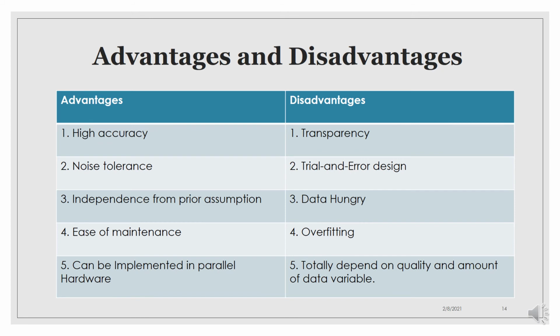Then the advantages and disadvantages. The disadvantages are very few, because it has high accuracy, noise tolerance, ease of maintenance, independence, and can be implemented in parallel hardware. Many more advantages are there. The disadvantages are maybe that transparency is not there, as it works like a black box, and trial and error design. Data hungry, sometimes overfitting, and it is totally dependent on the quality and amount of data. That may not really be a disadvantage, but yeah, it comes under disadvantages.